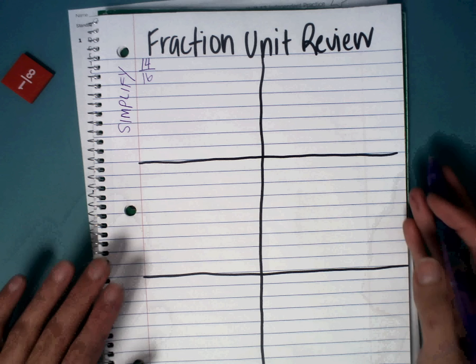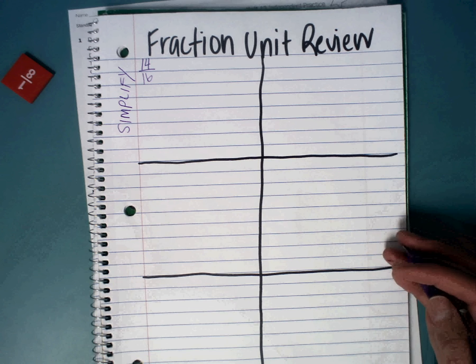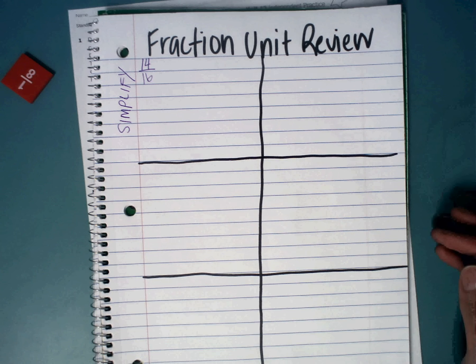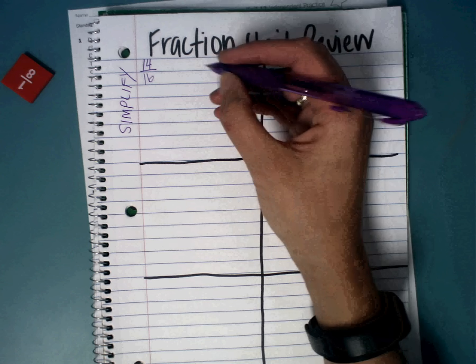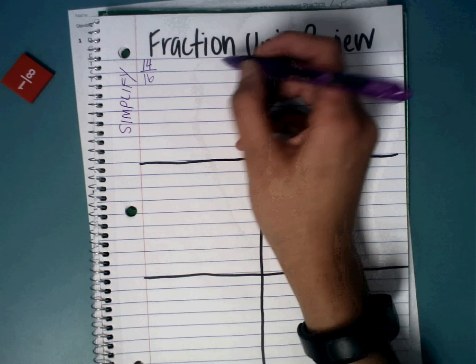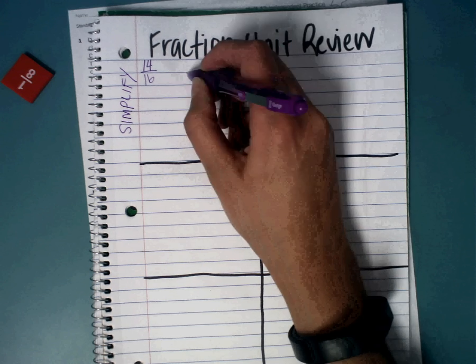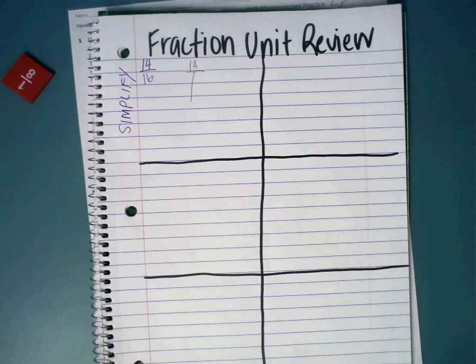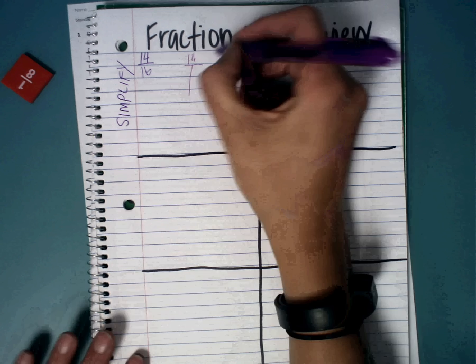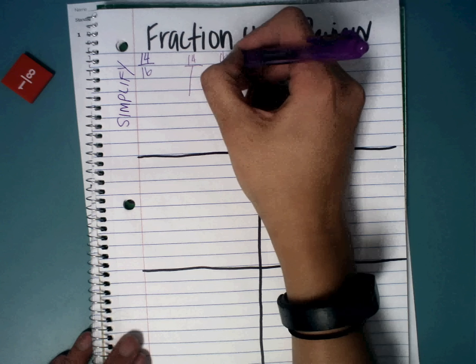Well, if we're going to simplify it, what do we need to do? We need to find the GCF. What does that stand for? Greatest common factor. So how do I do that? I need to start by factoring both of the numbers, the numerator and the denominator. So I need to factor 14 and I need to factor 16.